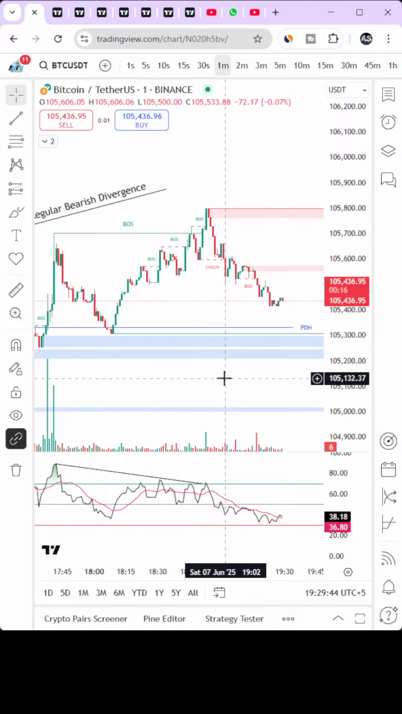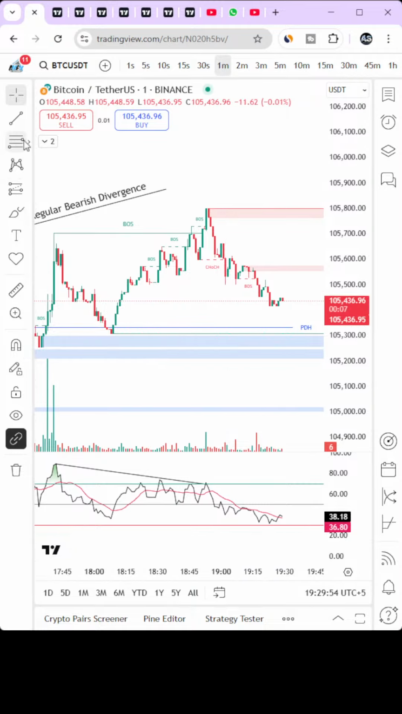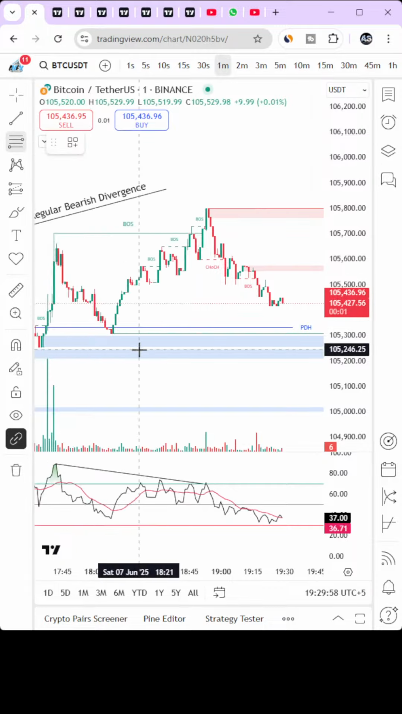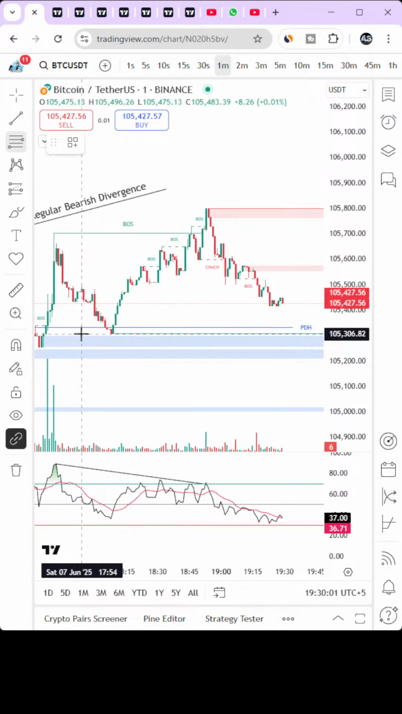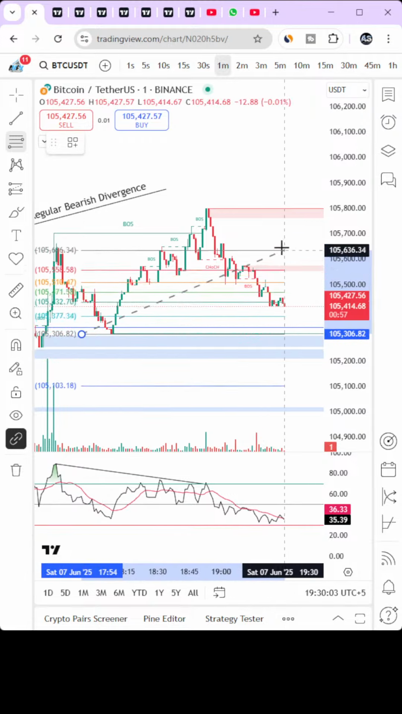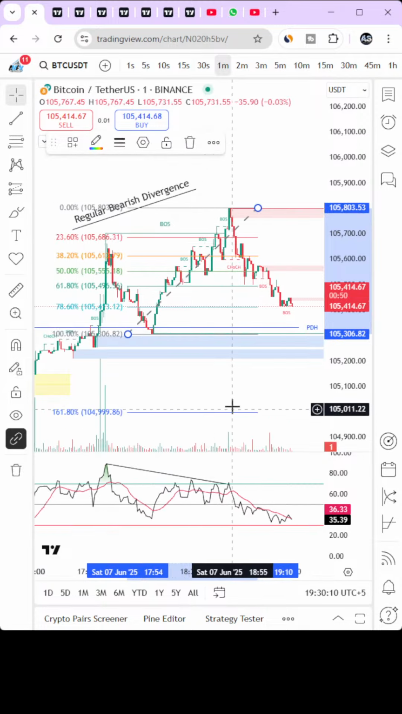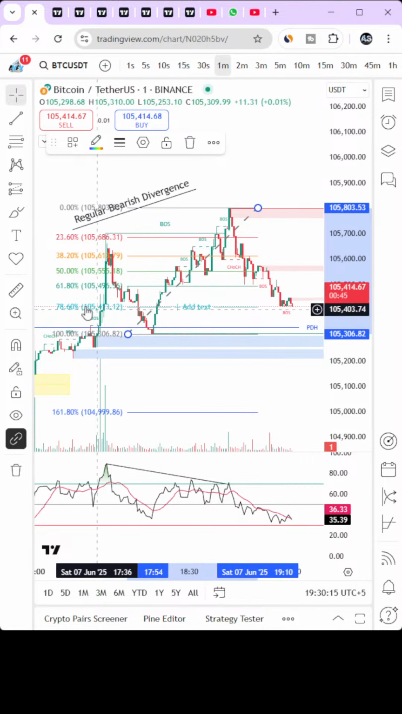Now how could we measure this 50 to 61%? Sometimes it also reaches up to 78%. For that purpose we have a tool here, the Fibonacci retracement tool. This is the Fib retracement tool. Market has started to give the buy from this angle up to this. Now it has come for the retracement and has reached up to 78%.